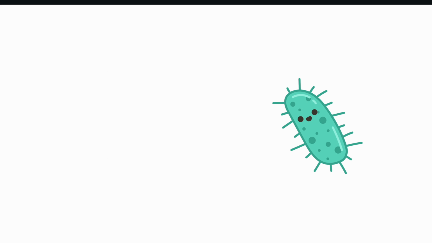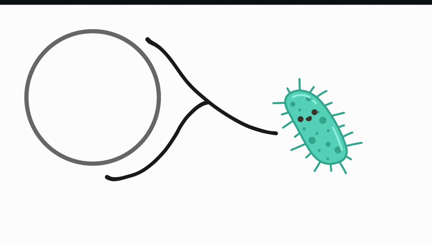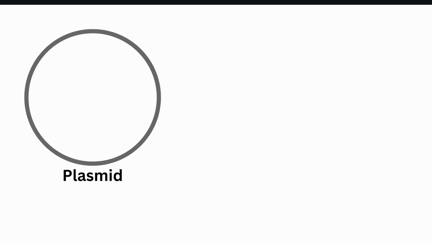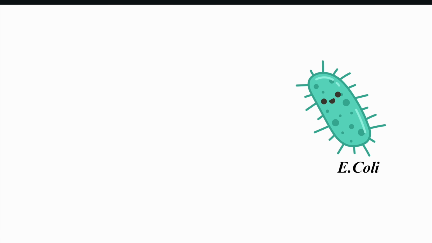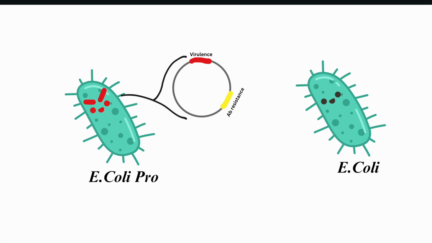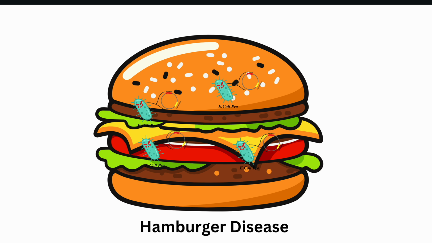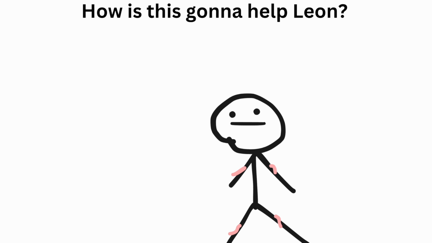So bacteria have their own genome, but they also have these little circles inside of them. And these are called plasmids. And plasmids are these double-stranded pieces of DNA that can confer a lot of advantage for bacteria. For example, a bacteria like E. coli, which is quite common in your gut, can acquire one of these plasmids and become pathogenic, and then cause something like hamburger disease, which is an E. coli with an extra plasmid. So how is this going to help Leon?